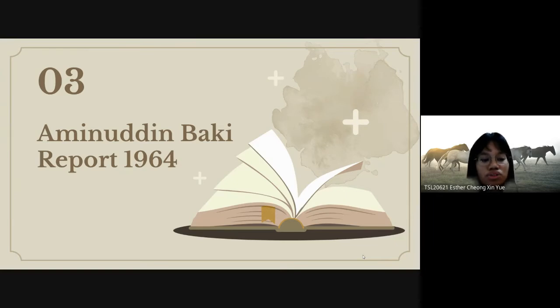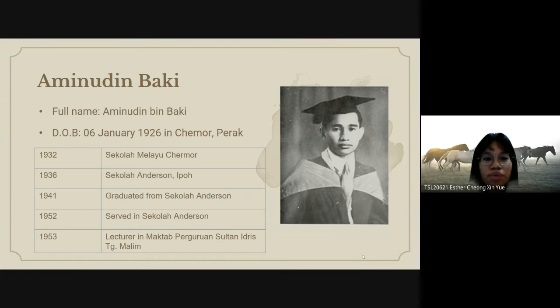So next, we are going to look into the Aminuddin Baki Report 1964. This is a simple introduction of Aminuddin Baki. Aminuddin Baki's full name is Aminuddin bin Baki. He was born on 6 January 1926 in Chemor, Perak. In 1932, he went to school at Sekolah Melayu Chemor. And for secondary school, he studied at Anderson School, Ipoh. He graduated from Anderson School in 1941. In 1952, he served in Anderson School. In 1953, he became a lecturer in Maktab Perguruan Sultan Idris, Tanjung Malim.